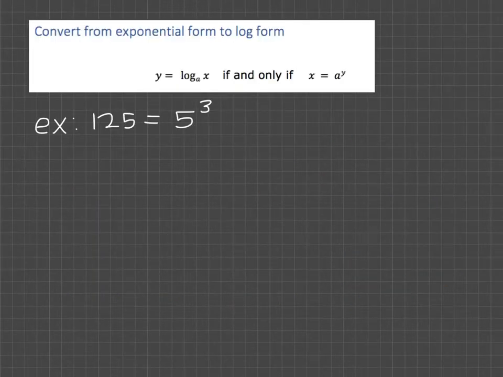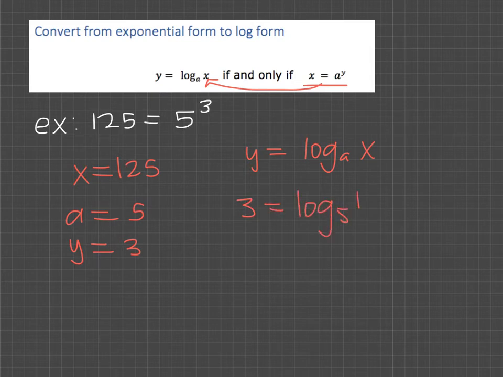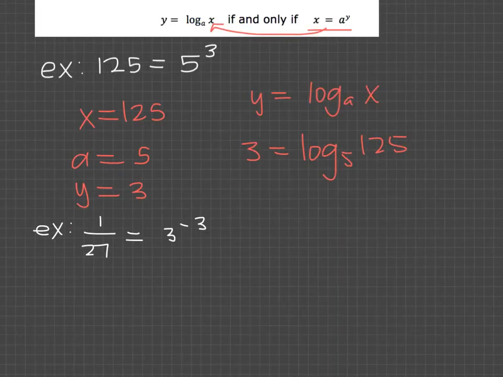Now we want to go the other direction, and we want to start off with something that looks like this and convert it to log form. So we have 125 equals 5 to the 3rd. So let's just identify what the pieces are. x is equal to 125, a is equal to the base of 5, and y is the exponent, which is 3. So now we want to write that as y equals log base a of x. So just making replacements, we get 3 equals log base 5 of 125.